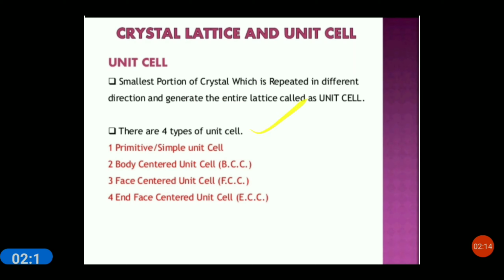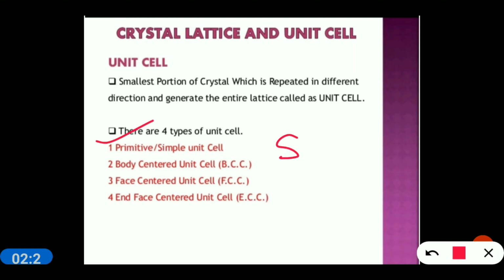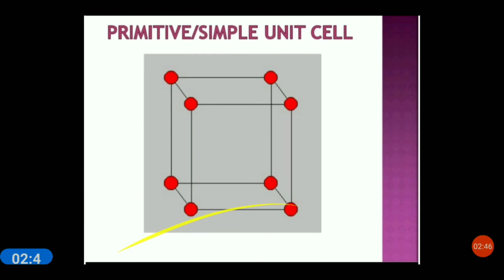There are four types of unit cell and their classification also we have done. These four types of unit cell are primitive, also called simple cubic cell or SCC, body centered BCC, face centered unit cell FCC, and end centered ECC. This ECC is not in your course. So in this chapter we are going to discuss three unit cells: SCC, BCC, and FCC.